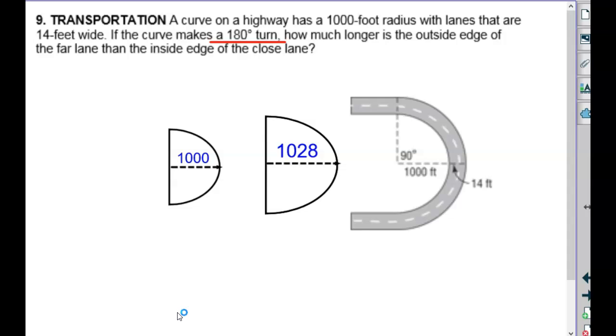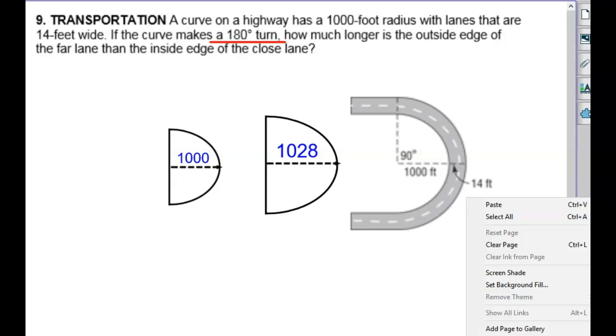On number 9, it says, a curve on a highway has a 1,000-foot radius with lanes that are 14 feet wide. The curve makes a 180-degree turn. How much longer is the outside edge of the far lane than the inside edge of the closer lane? Most of you drive, and maybe you've noticed that it's considerably shorter to be on the inside lane, right? Okay. And we're going to figure out how much shorter real quick on this question.